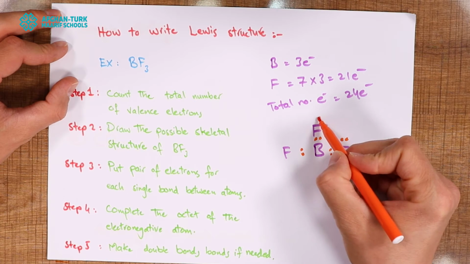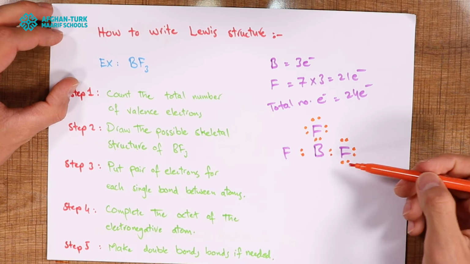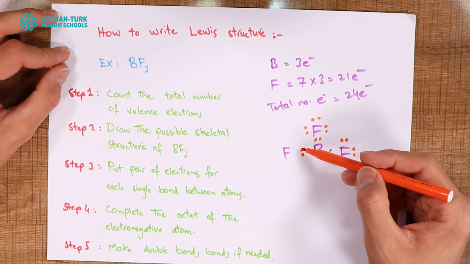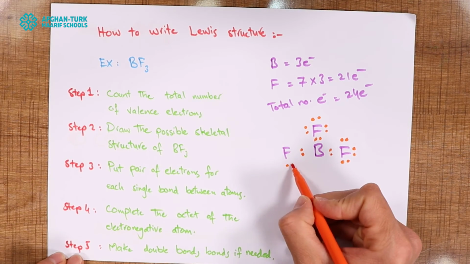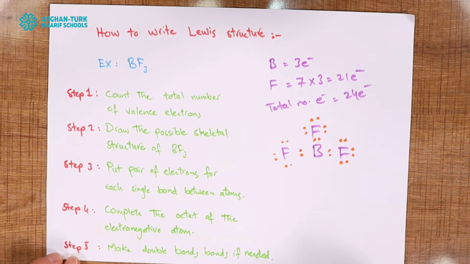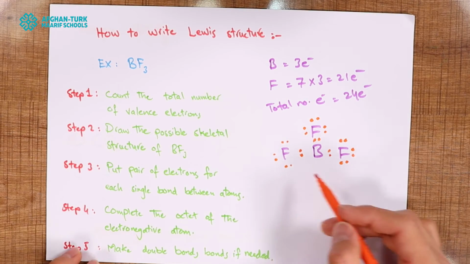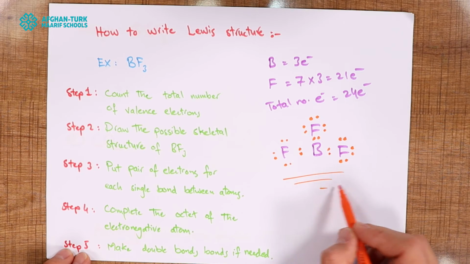2, 3, 4, 5, 6, 7, 8. How many electrons? 8, 8, 16. 17, 18. How many electrons left? 24 minus 18, 6 electrons. 1, 2, 3, 4, 5, 6. Now it's complete. We have the Lewis structure of boron trifluoride.